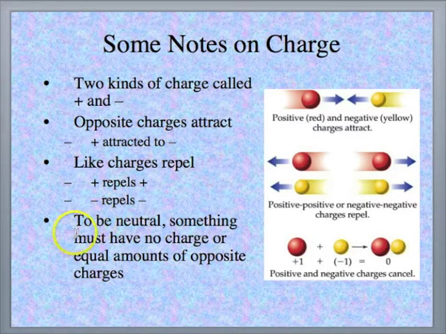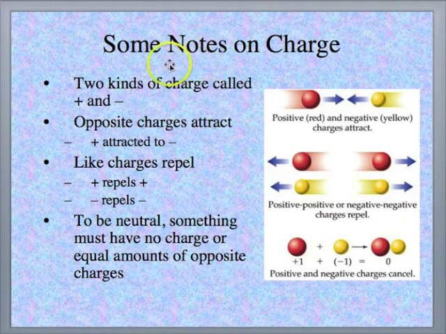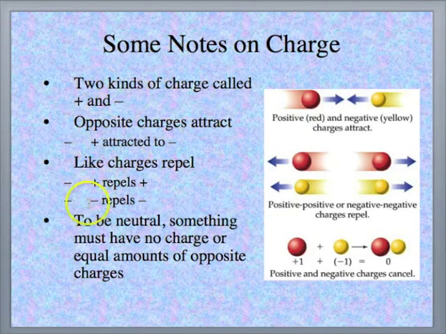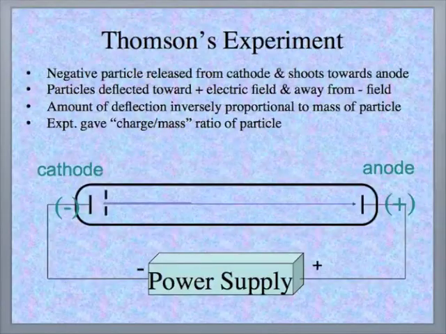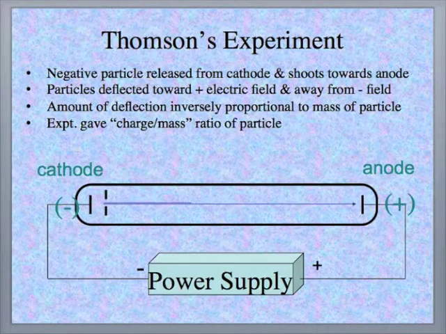And to be neutral, something must have no charge or equal amounts of opposite charges. So that is what we're going to actually have someone prove in class. We'll have equipment in class, and a student group will be selected to come up and demonstrate these propositions here.